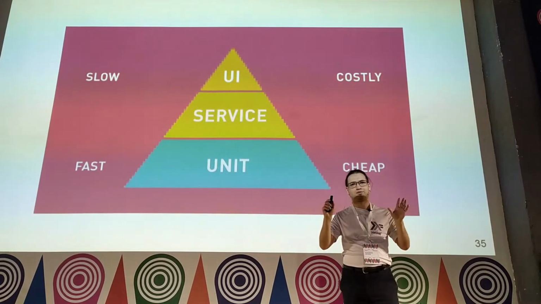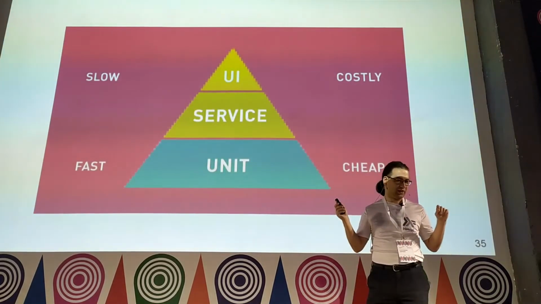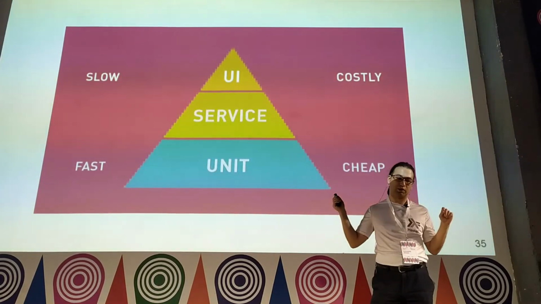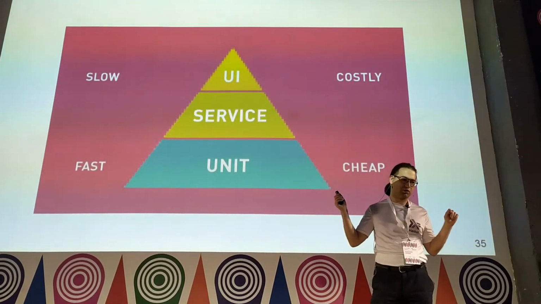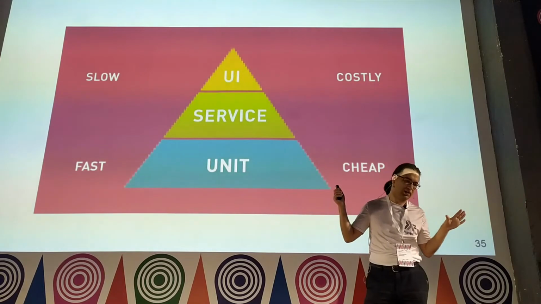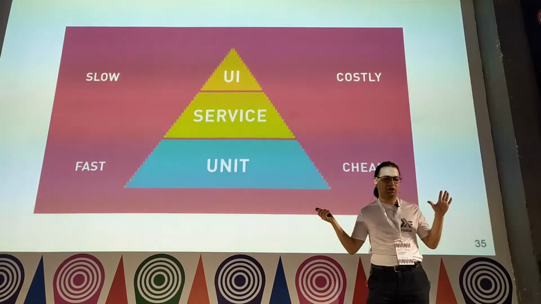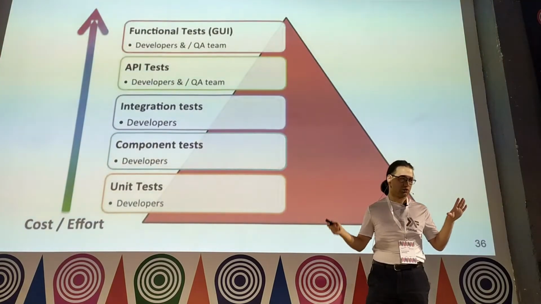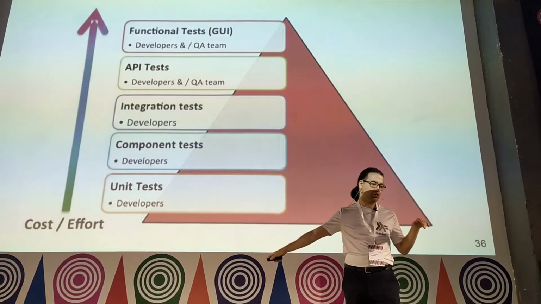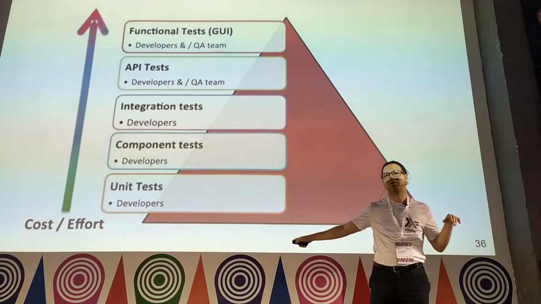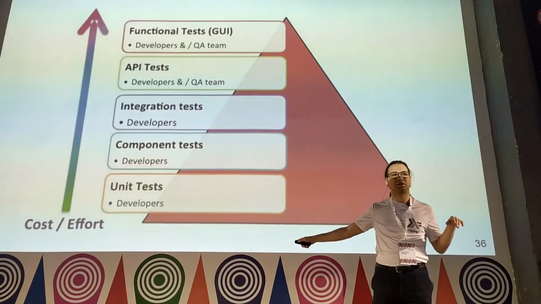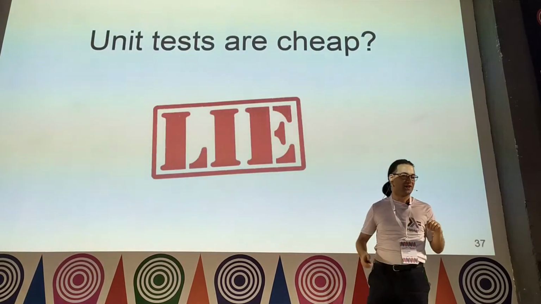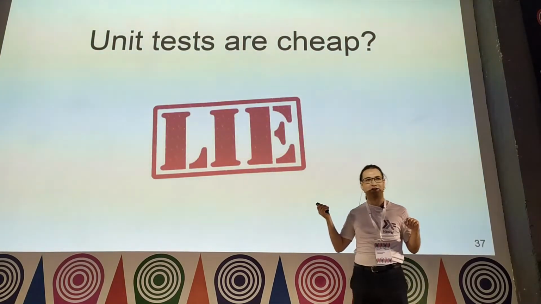One more pyramid, two more pyramids. This pyramid tells us that UI tests are slow and unit tests are fast, and also UI tests are more costly and unit tests are cheap. And this pyramid also says the same. The unit tests are cheap. Do you agree unit tests are cheap? No? Okay. Unit tests are cheap. I don't agree with that.